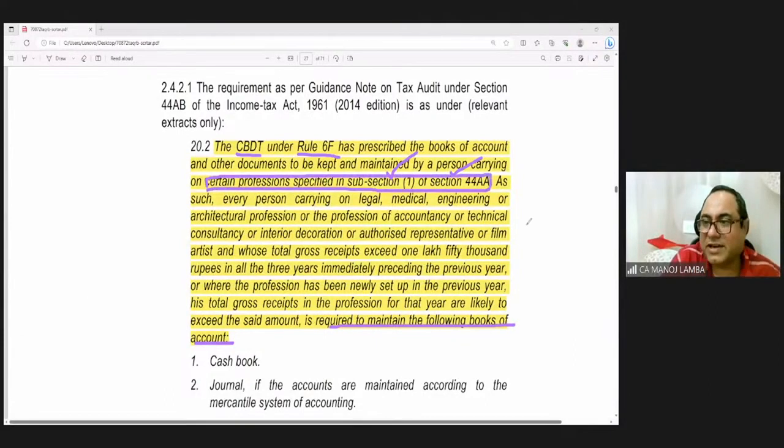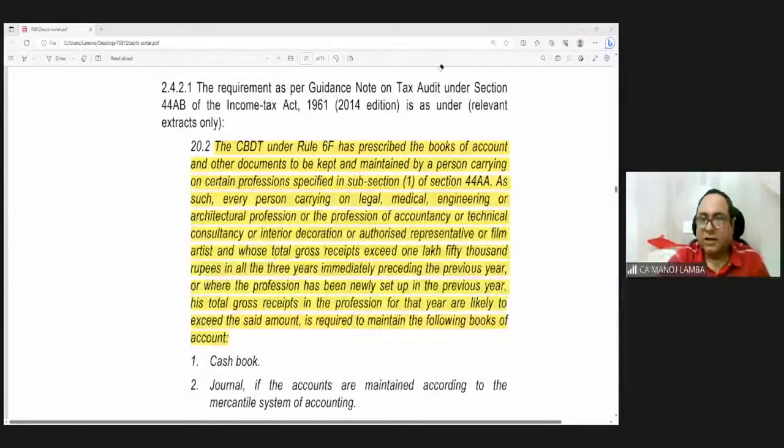The most common mistake found in the tax audit reports issued by the members is that when the form asks whether books of account are prescribed under section 44AA, they mention yes, whereas the answer is straightforward no, except in case of certain professionals specified in sub-section 1 of section 44AA. So, my dear friends, in case of these specified professionals, these books of account are required to be maintained.